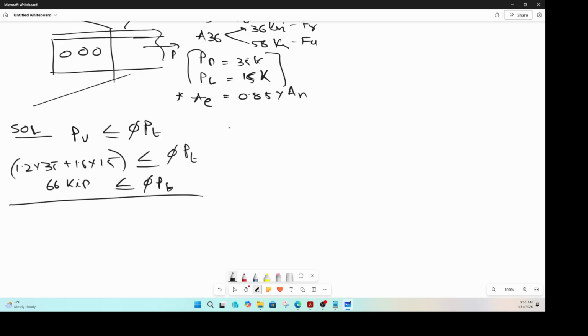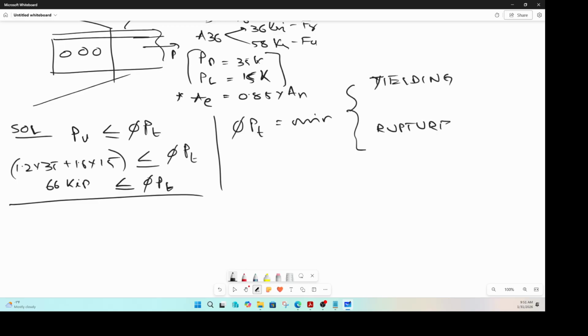What is phi times PT? PT is the minimum from your yielding and rupture, right? So phi times PT is the design tensile strength of your connection. Okay. Now yielding is your 0.9 times Fy times A gross, and rupture is 0.75 Fu times A net. Okay.